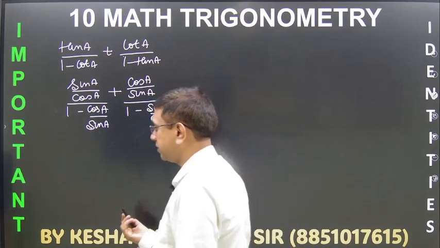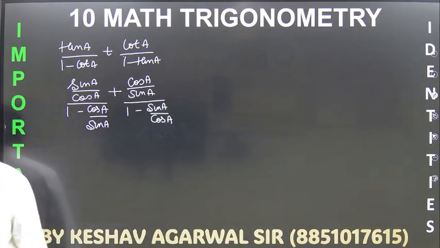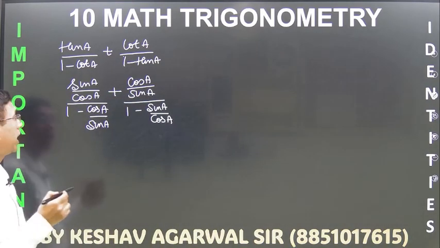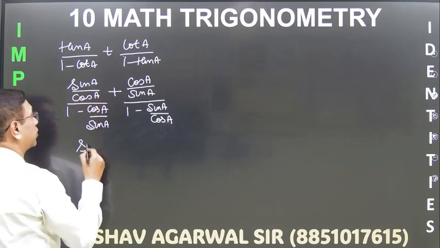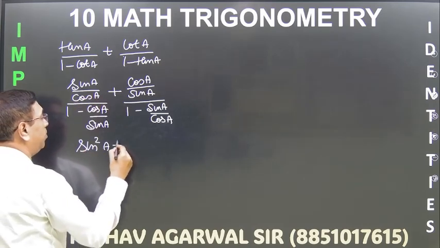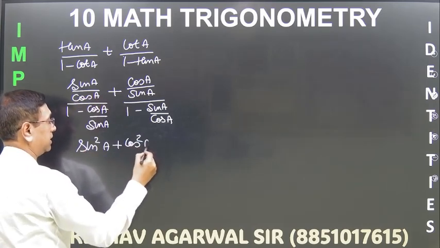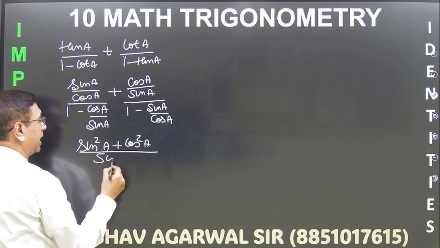So the next step: once you have converted this, what do you have to do now? Take the LCM. So sin square A plus cos square A, upon sin A cos A.